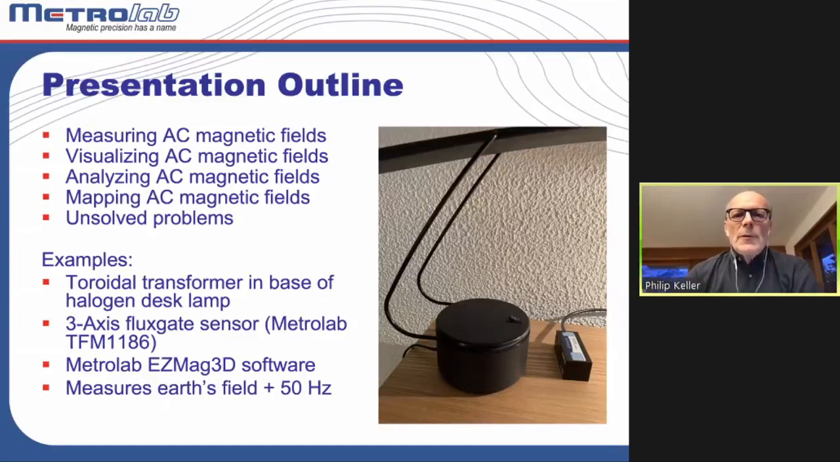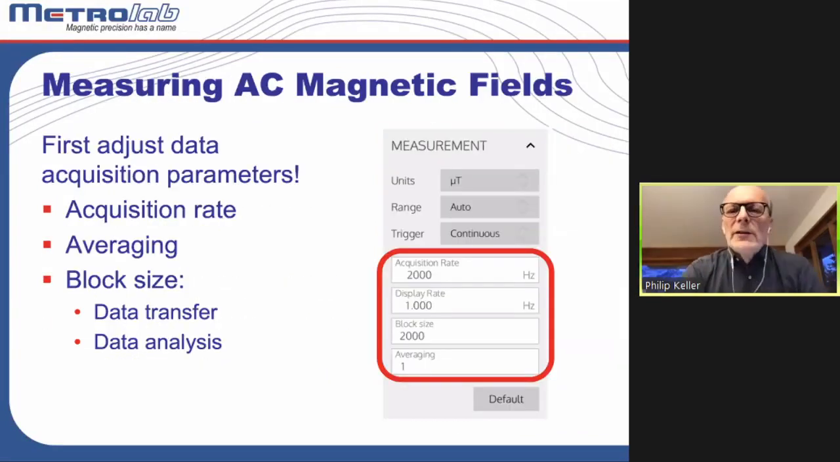Okay, so we want to measure a field. So what we have to do is adjust a couple of parameters. In our software, that looks like this. We have to adjust, first of all, the acquisition rate, because we want to acquire data fairly quickly. So I've adjusted my acquisition rate, as you can see, to 2000 hertz, 2000 samples per second.